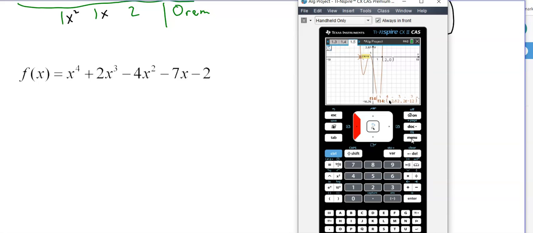Ooh, I don't love that one. 2.62. Well, I like that one. Negative 1. I'm going to just plot those points just so you can see this. So I plotted all 4 points just by pressing enter when you're in trace mode.